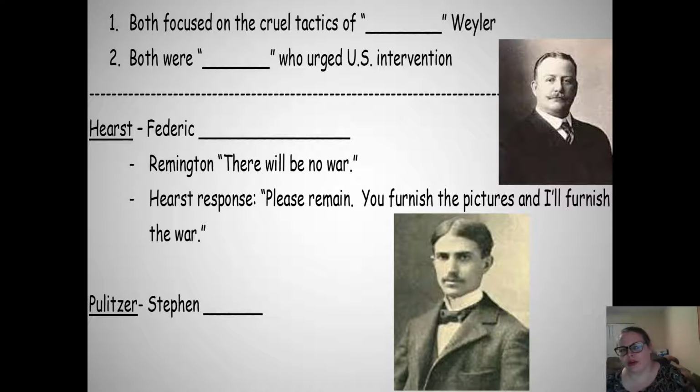This should be 3 and 4, not 1 and 2. They are both going to focus on the cruel tactics of Butcher Weyler because, let's face it, murder sells papers. So the more they talk about Butcher Weyler, the more people are going to buy the papers to read what's going on. And both of these men, interestingly enough, were war hawks.